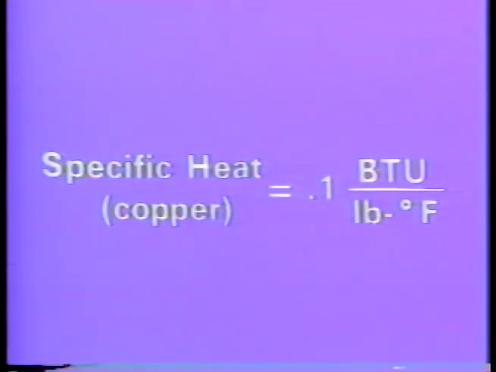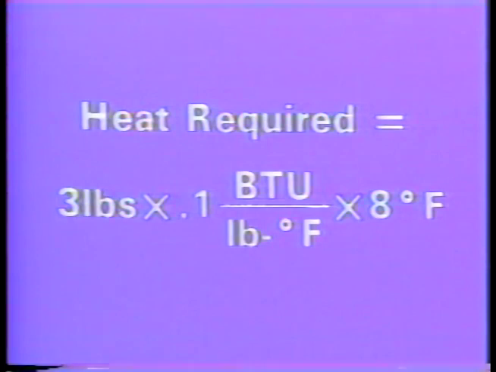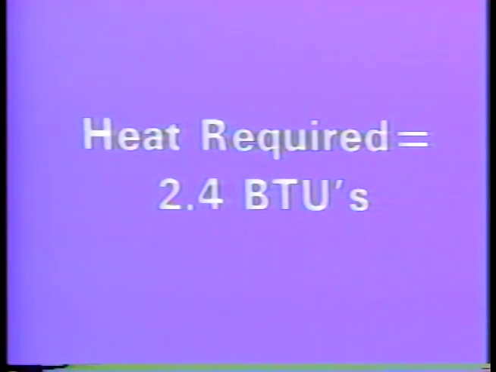The specific heat of copper is 0.1 BTU per pound degrees Fahrenheit. So we would expect fewer BTUs to raise 3 pounds of copper 8 degrees Fahrenheit because the specific heat is lower. We would calculate the heat required by multiplying the weight of the copper, 3 pounds, times the specific heat of copper, 0.1 BTU per pound degrees Fahrenheit, times the amount of the temperature increase, 8 degrees Fahrenheit. And doing the math, we get 2.4 BTUs. But that's 1/10 the amount of BTUs required to increase the temperature of 3 pounds of water by 8 degrees Fahrenheit. Notice that the lower the specific heat of a material, the fewer the number of BTUs required to raise the temperature of the material.